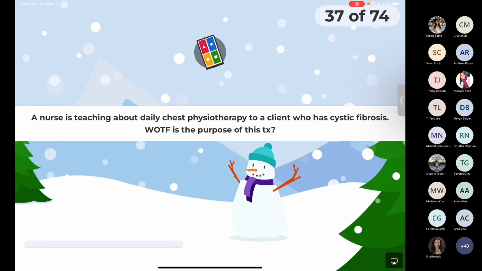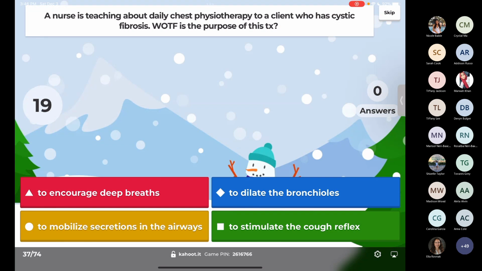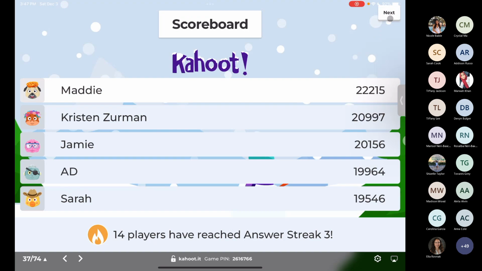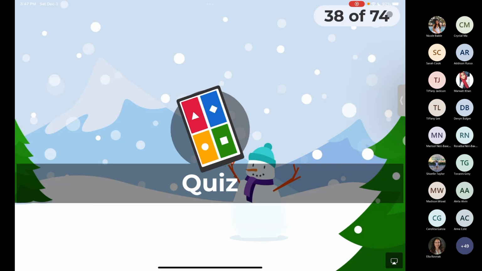A nurse is teaching about daily chest physiotherapy to a patient with cystic fibrosis. Which of the following is the purpose of this treatment? Good job, guys. Remember, with cystic fibrosis, they have lots of secretions stuck in their airway. So their chest physiotherapy is going to help to loosen up those sticky, salty secretions.